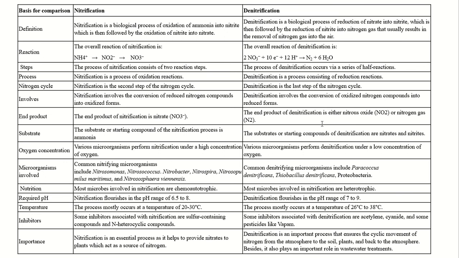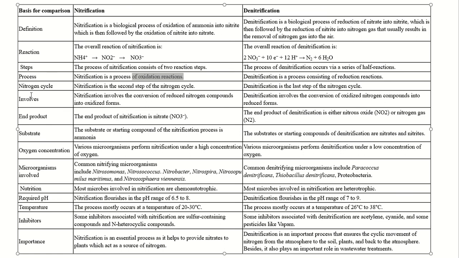For example, nitrification is a process of oxidation reactions. You will find that denitrification is the last step of the nitrogen cycle, consisting of reduction reactions. Here are the oxidation reactions: ammonia is converted into nitrite, and then nitrite to nitrate. The substrate, the starting compound, of the nitrification process is ammonia, while the substrates of denitrification are nitrates and nitrites. This slide is very important. I am not reading this slide.